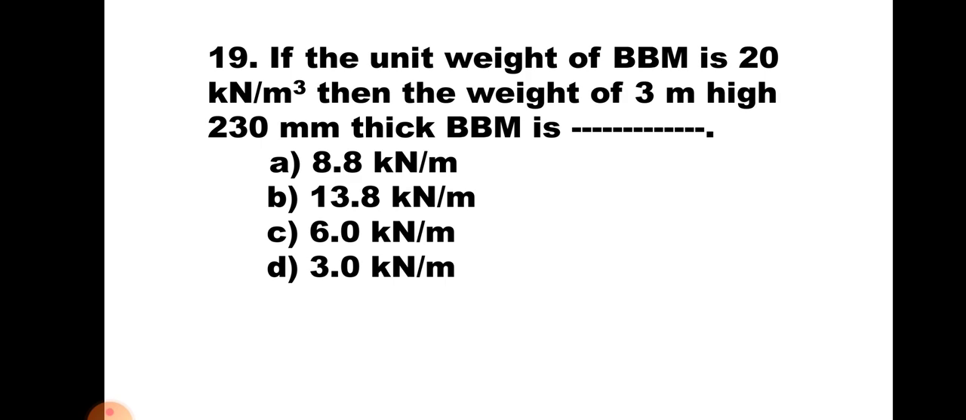Question number 19. If the unit weight of BBM, that is burned brick masonry, is 20 kilonewton per meter square, then the weight of a 3 meter high 230 mm thick BB masonry is A, 8.8 kilonewton per meter, B, 13.8 kilonewton per meter, C, 6 kilonewton per meter, and D, 3 kilonewton per meter. Here also the unit weight is given, so unit weight into thickness into height will be the load or weight in kilonewton per meter.